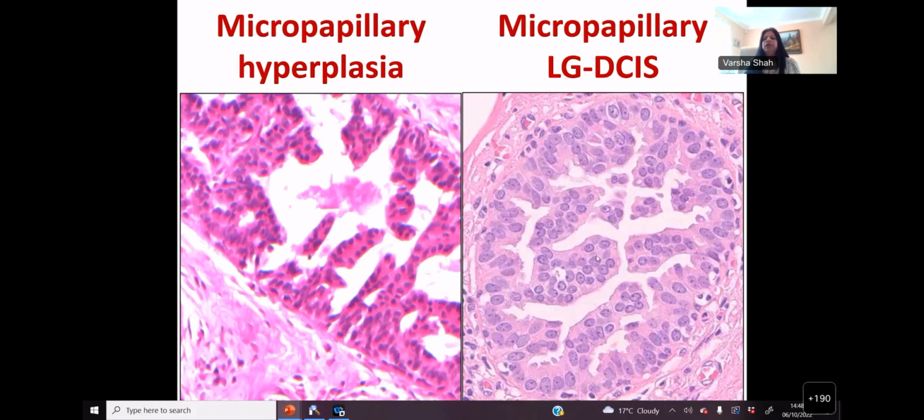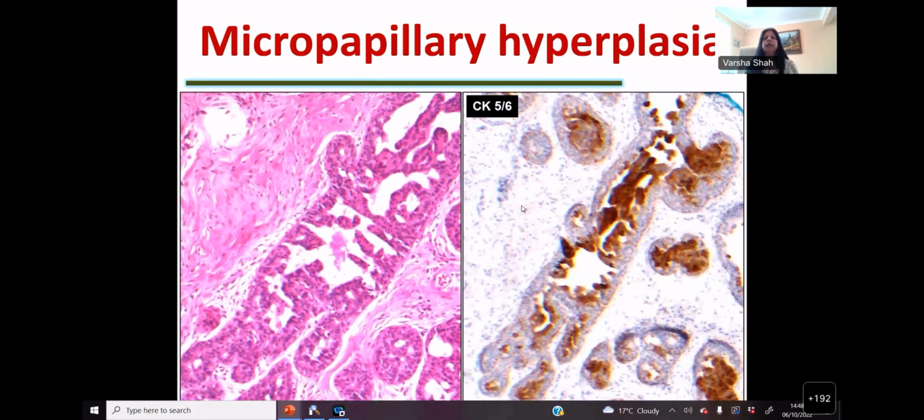And then obviously, if you look at the nuclei, they will be more evenly spaced out, just like low-grade DCIS. There may be prominent nuclear layers, while here there will be more overlapping. And if you see the bars or the bridges, they will be tapering type, while here there would be rigid bars. So that's the difference between micropapillary hyperplasia and micropapillary low-grade DCIS. And because it is hyperplasia, if you do high molecular weight cytokeratin, you will get patchy staining for cytokeratin 5/6, while in DCIS it would be negative.